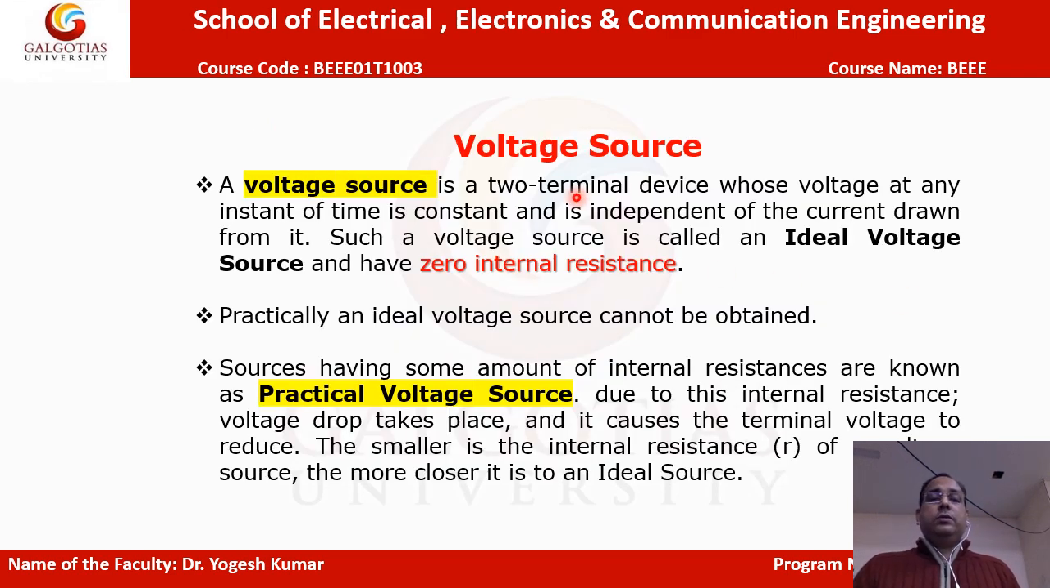Let's see first the voltage source. Voltage source is a two terminal device whose voltage at any instant of time is constant. It is independent of any current drawn from the circuit. Such a voltage source is called the ideal voltage source, and it has zero internal resistance. Practically, it is not possible to obtain an ideal source, so we always use the practical voltage source. It has internal resistance and some voltage drop across this internal resistance. So the smaller the internal resistance of the source, the closer it is to an ideal source.